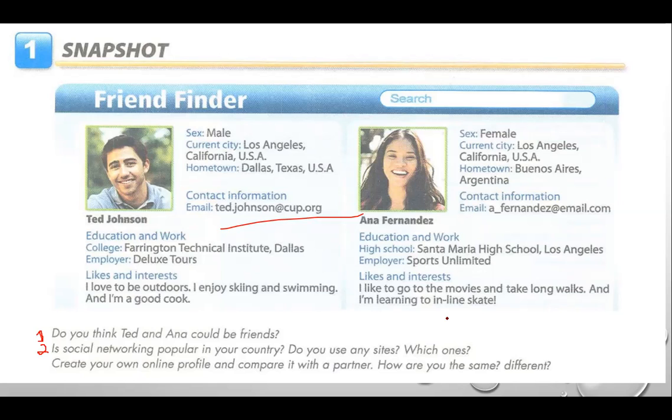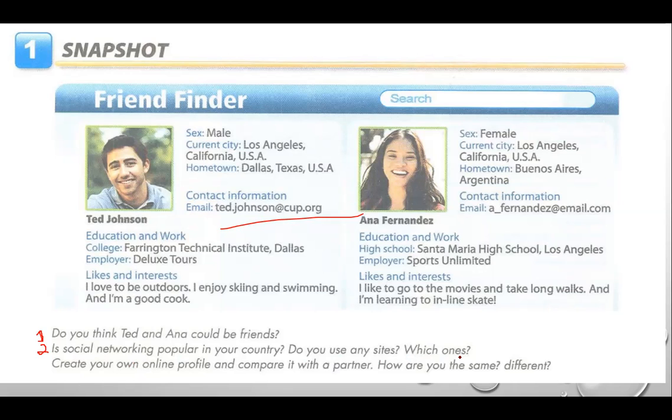Is social networking popular in your country? Do you use any sites? Which ones? Yeah, you can tell me, Nati. I don't know, TikTok. You know, everybody has gone crazy about TikTok. And you may use Facebook. You're from my generation. You may use Instagram. Or maybe you don't like social media. It's up to you.